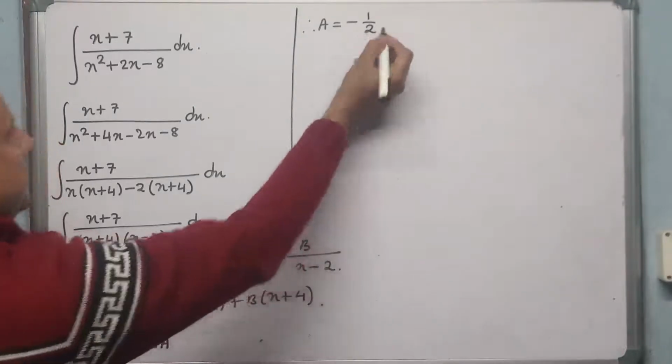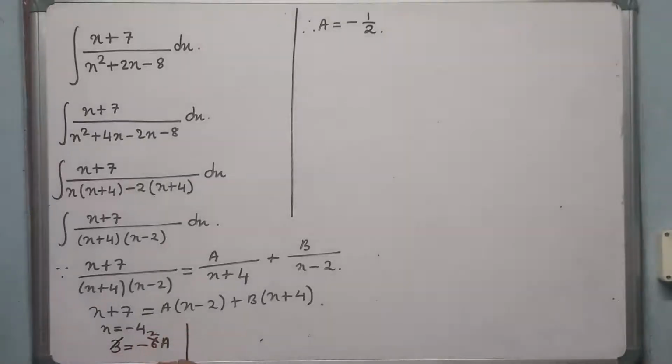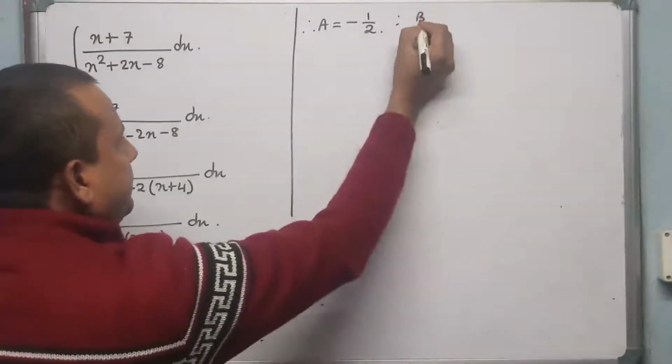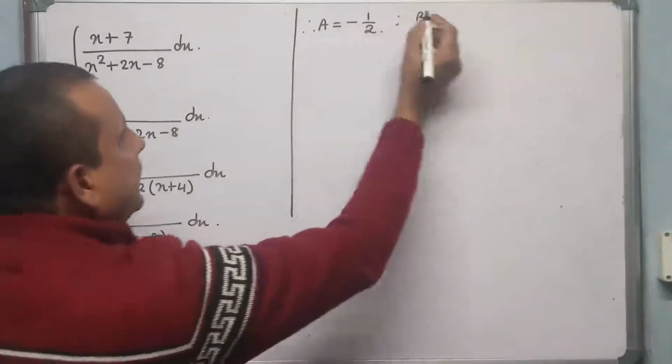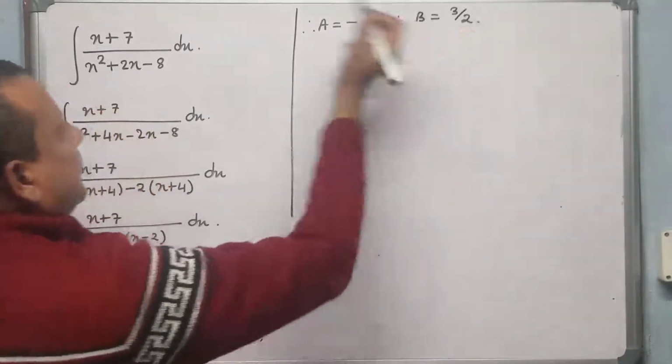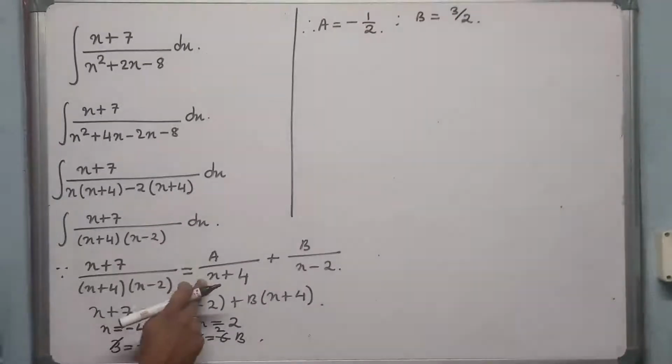Therefore, the value of a is minus 1 over 2. Similarly, to calculate the value of b, you have to make the a quantity 0. x minus 2 is there. So I'll consider x equals to 2. 2 minus 2, this one will be 0. 2 plus 7, 9, equals to, this one will be 0, 2 plus 4 is 6, 6b. Then 3 2s are 6, 3 3s are 9. Then b is equals to 3 upon 2.